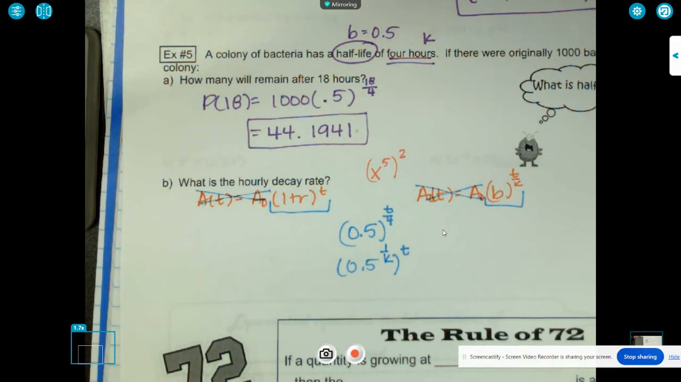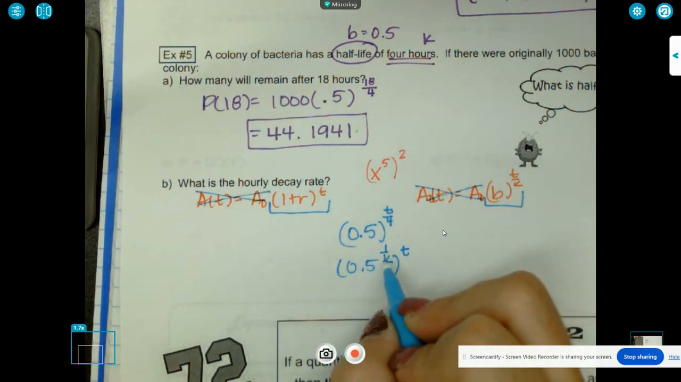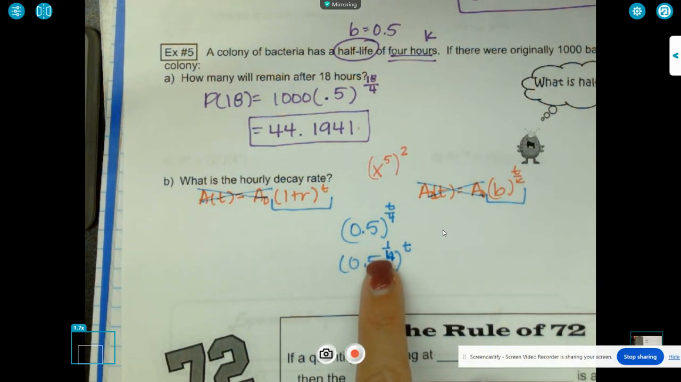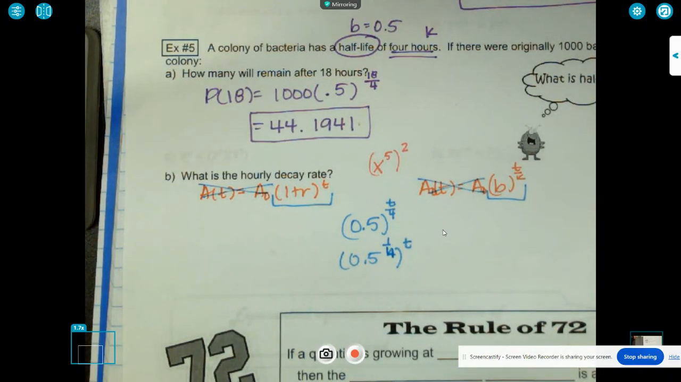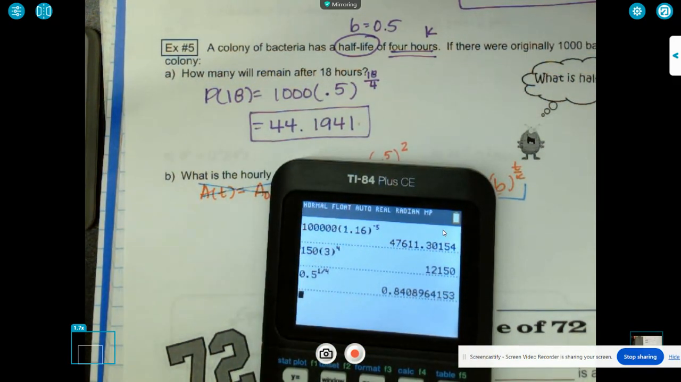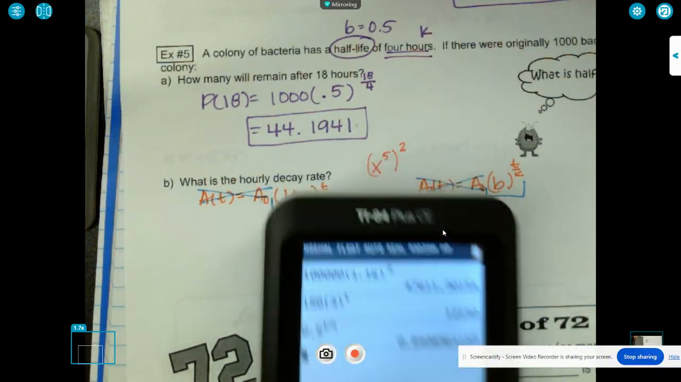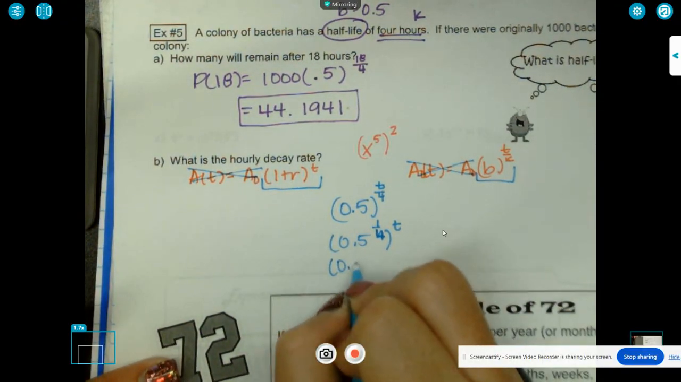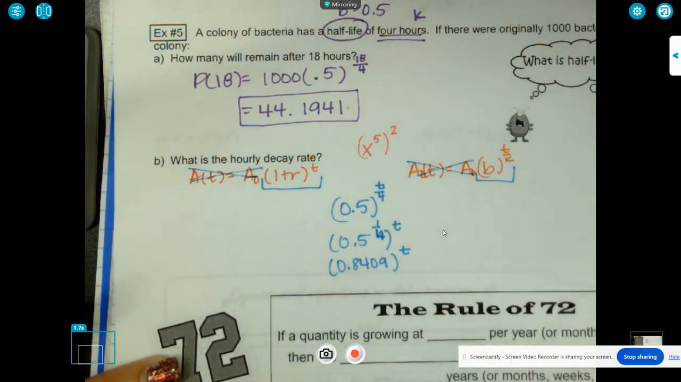Is everybody with me? But what is our k? 4. So I can make this 1 over 4. Now, look right here. Somebody type in your calculator. What is 0.5 to the 1/4 power? 0.8409, we'll say 0.8409. Everybody with me? So 0.8409 to the t. Yes, no, maybe so.